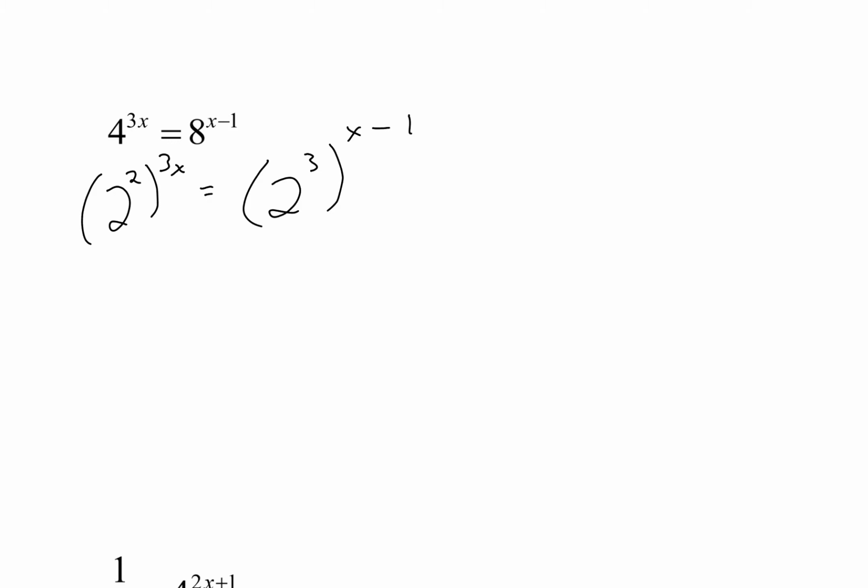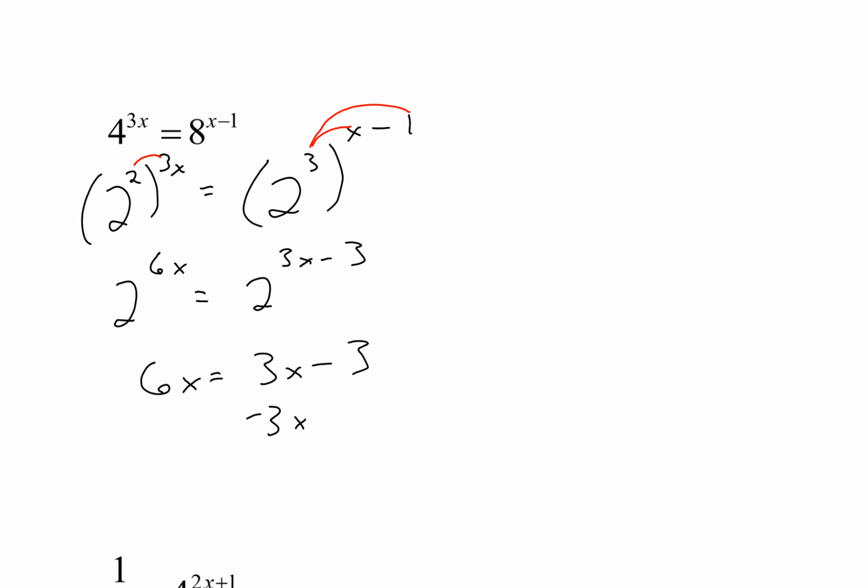So when you have a power raised to a power, you multiply. So I'm going to multiply the 2 and the 3x. I'm going to multiply the 3 and the x minus 1, so I need to do the distributive property there. So 2 times 3x, that gives me 2 to the 6x. And on this side I have 2 to the 3x minus 3 with the distributive property. So in order for this to be true, the exponents have to equal each other.